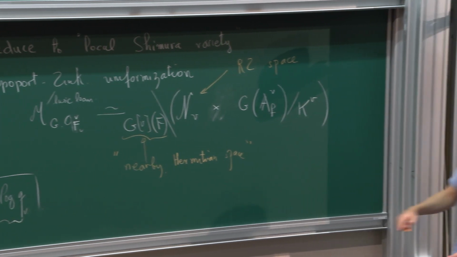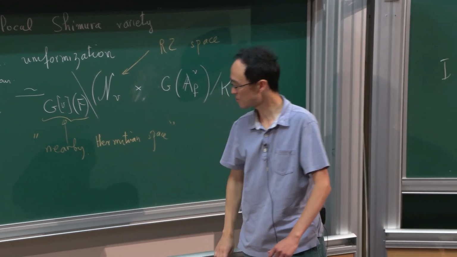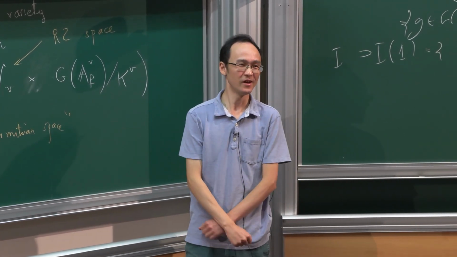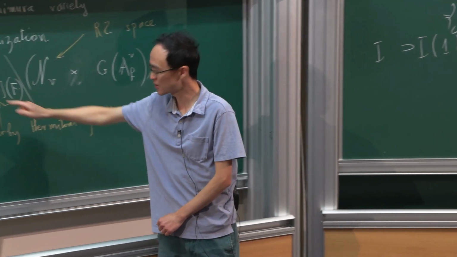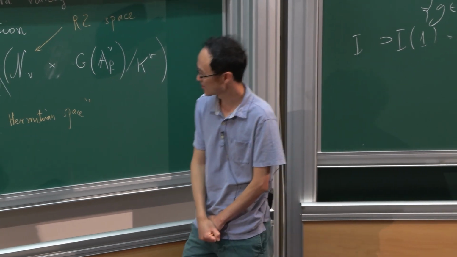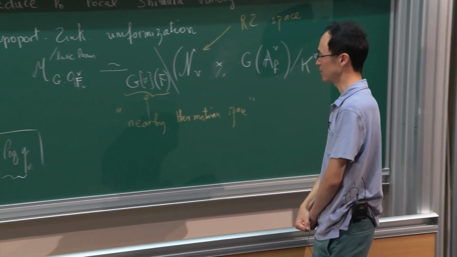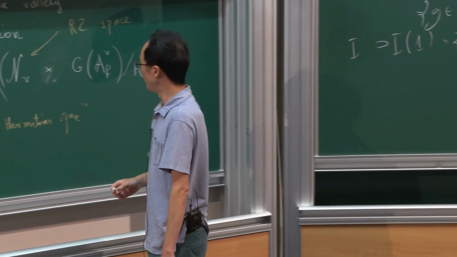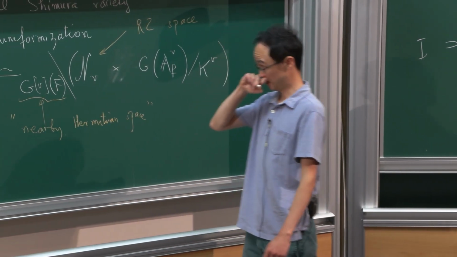So now this nearby Hermitian space will be positive definite for all Archimedean places. But at v, you switch to a different one. So here there's a change of local invariant of the Hermitian space, exactly at two places.